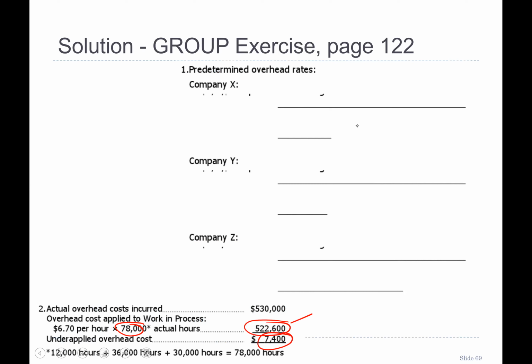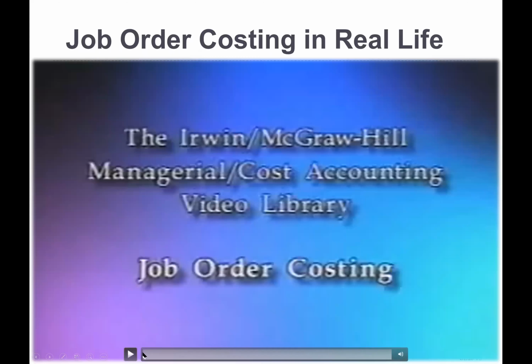Okay, so that's all for this chapter. I have a video, a 10 minute video which summarizes all of our job order costing, and it is a practical approach of job order costing in real life. So please pay attention to the video here. I know it has a weak pixel, but we don't have any other option here. I tried to find the HD material here, but I couldn't find it. Here we go.